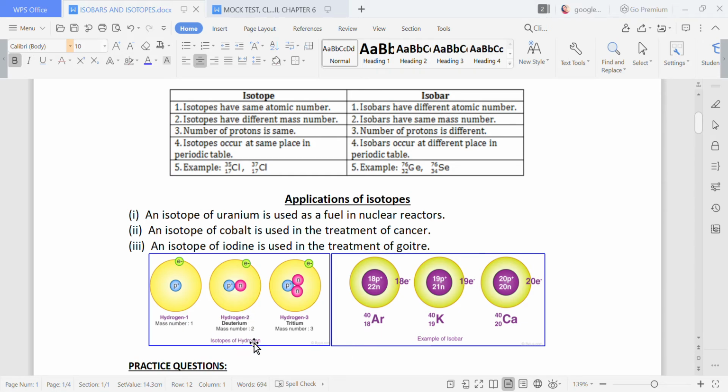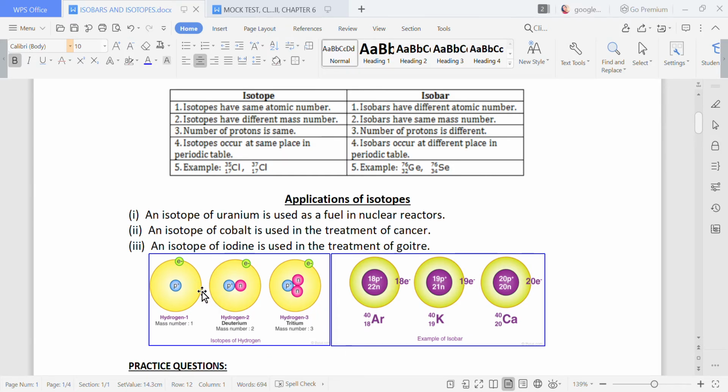Then the second one here has mass number 2. Why? Because it has one proton and one neutron. So the mass number is 2. As I have already told you, electrons have negligible mass, so we do not count electrons. We only count protons plus neutrons for the mass number. So because there is one proton and one neutron, the mass number becomes 2. Such a type of hydrogen is called deuterium. Okay, and in this case there is one proton but two neutrons, so overall the total is 3. The mass number is 3, and this type of hydrogen is called tritium.